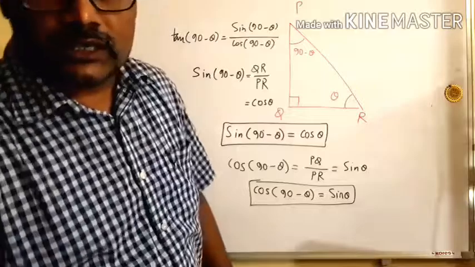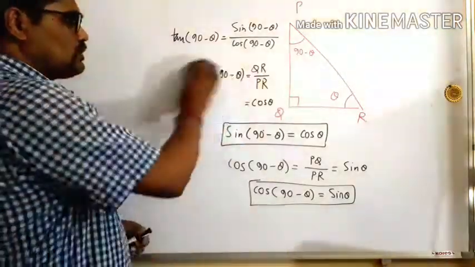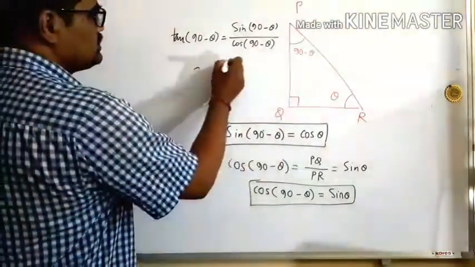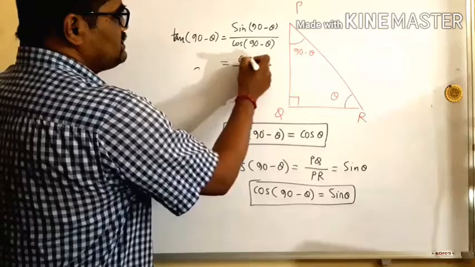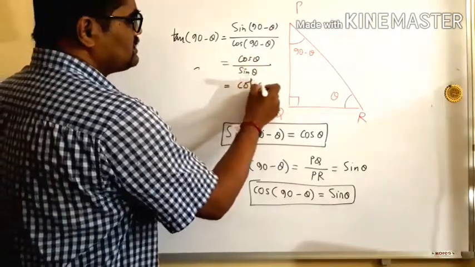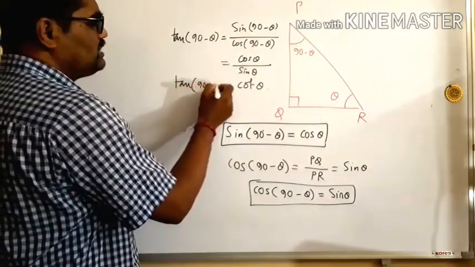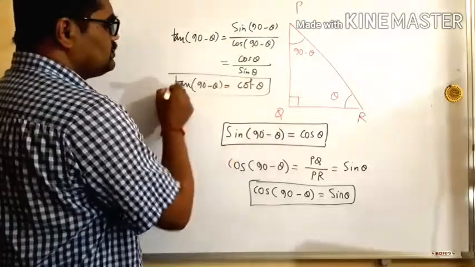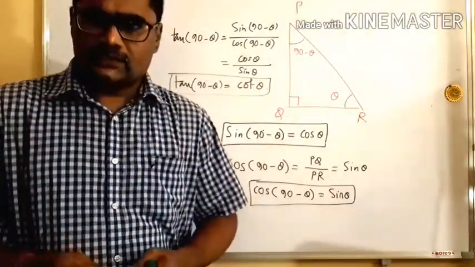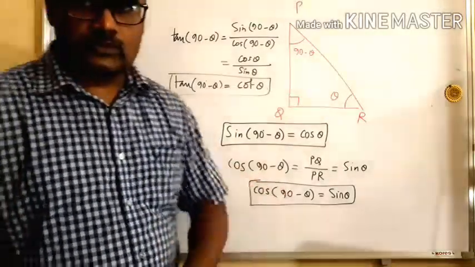Now as you know already sin of 90 minus theta and cos of 90 minus theta, so you can easily replace them by the previous formula what you got, right? So what I can write here is cos theta, below it is sin theta, that gives us cot theta. What does that mean? Tan of 90 minus theta is giving you cot theta, right? So these are the three deductions I have shown you. The rest I can tell you.